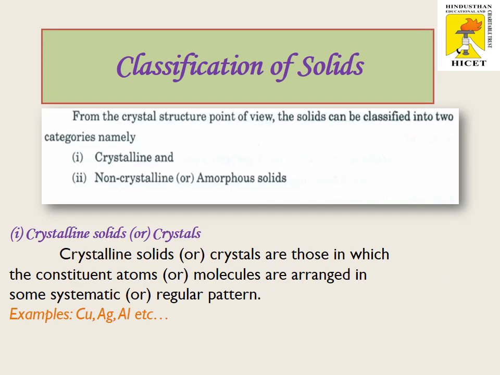Now, let me discuss the classification of solids. Solids can be classified into two categories, namely crystalline and amorphous solids, that is, non-crystalline solids. Crystalline solids are those in which atoms or molecules are arranged in a regular order, in a periodic manner. Then we call that a crystalline solid.